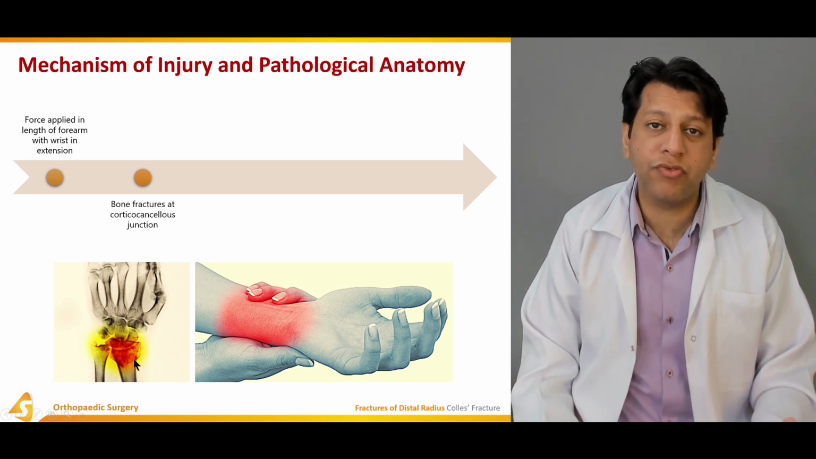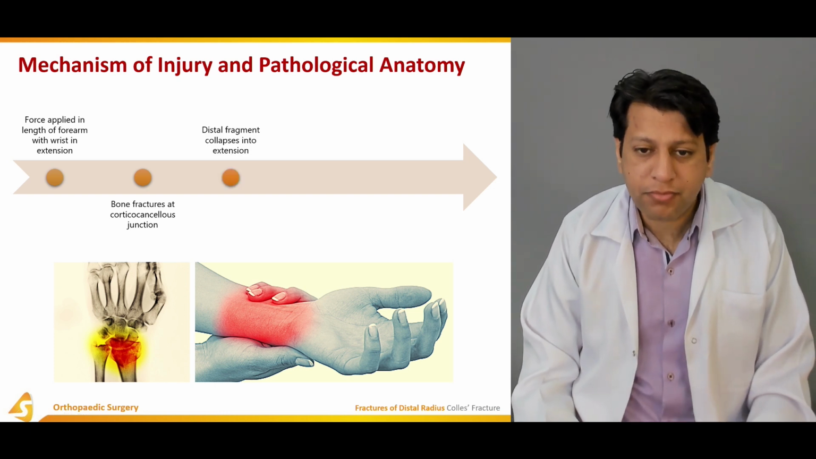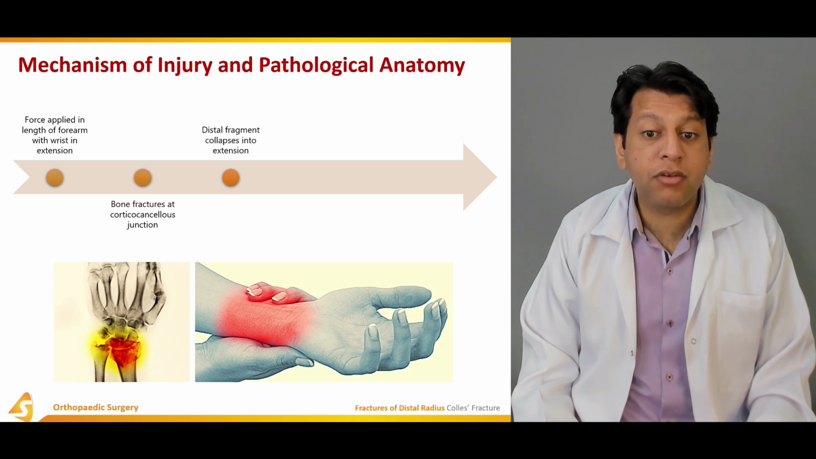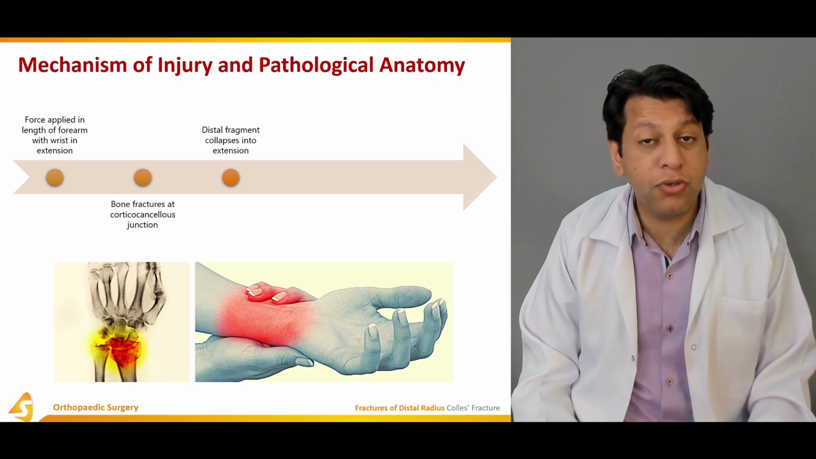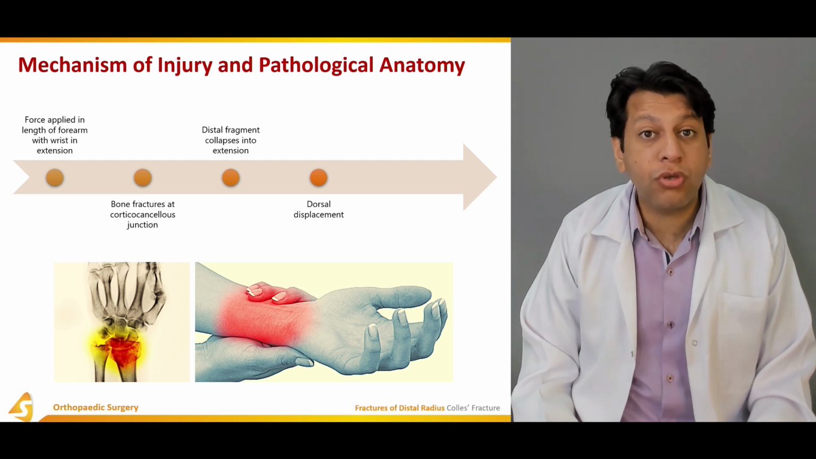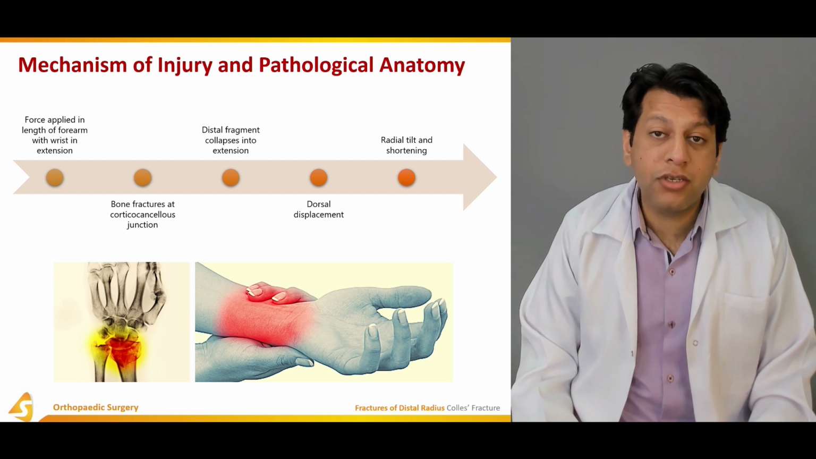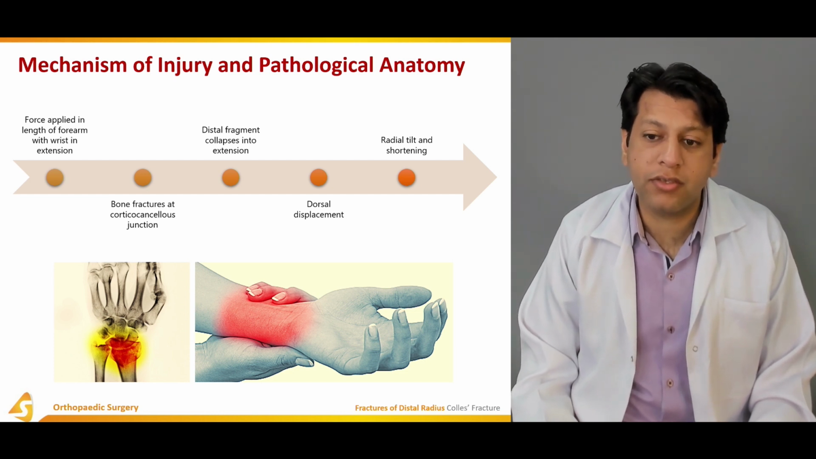Usually these Colles fractures are always extra-articular. Rarely they are intra-articular. The distal fragment collapses into extension. Why? Because the wrist was in extension at the time of injury, resulting in a dorsal displacement of the distal fragment. Radial tilt and shortening occurs in most of the cases.